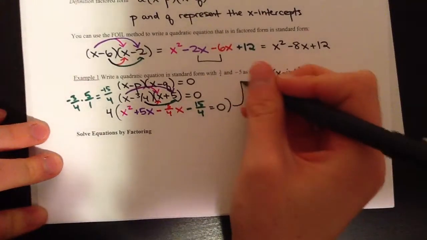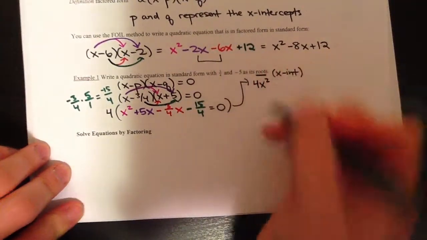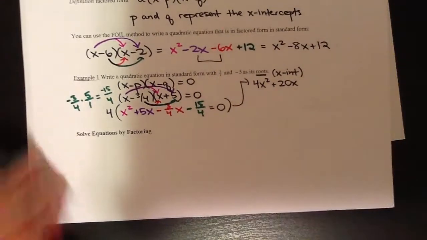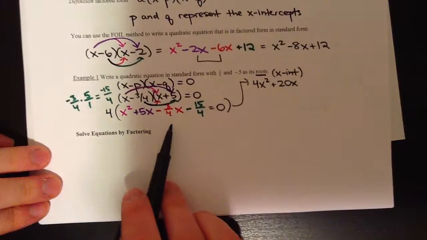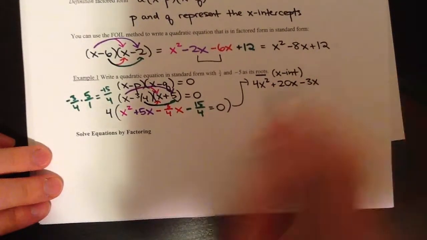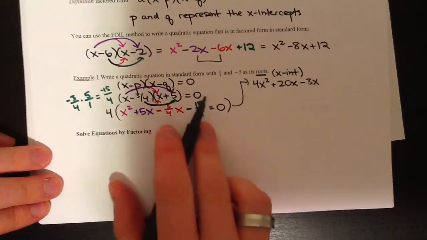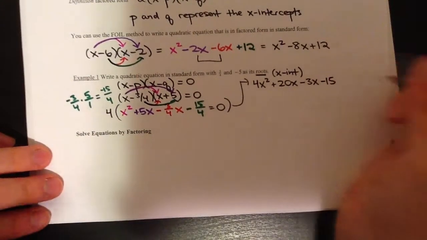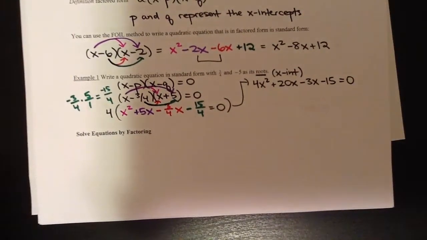And so let's write down what we get. So 4 times x squared, of course, is 4x squared. 4 times 5x gives me 20x. And now here's where we get to clear out the fractions. So 4 times negative 3 over 4, the 4's will cancel. And so I have negative 3x. And then the exact same thing will happen when I multiply these two together. When I multiply 4 times negative 15 over 4, the 4's will cancel out, and all I'll have is the negative 15. And then finally, the 0 is totally untouched. I can multiply 0 by anything I want.